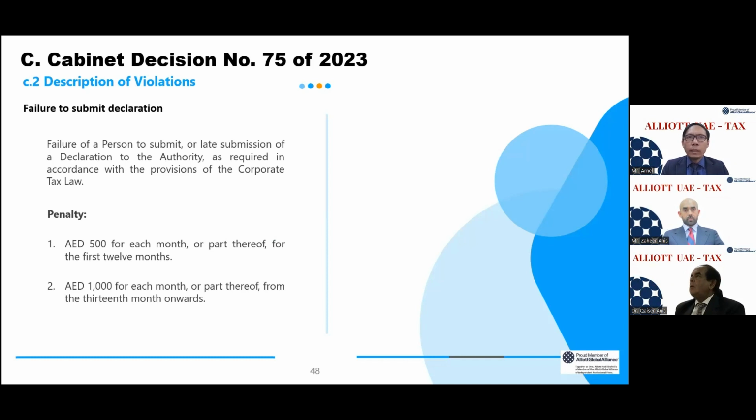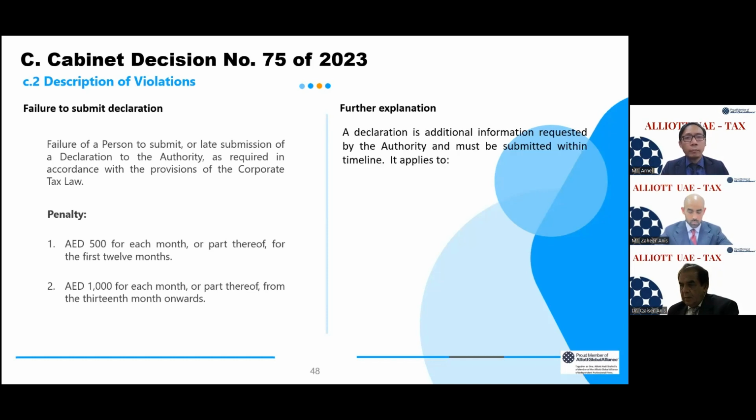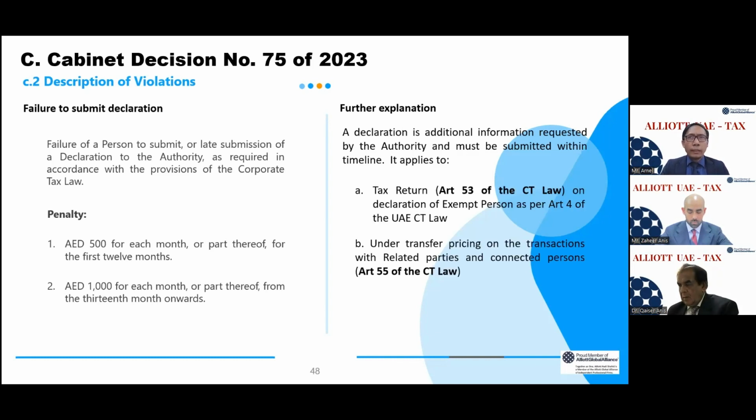So we have to explain further what we mean by the declaration. I think you are familiar with the declaration that we make in case you are in the designated zone when it comes to value-added tax, when it comes to the usage of particular goods, which by default is outside the scope of value-added tax. In corporate tax, it will be different, so we can explain that further. So a declaration is additional information requested by the authority. There's a particular application to that.